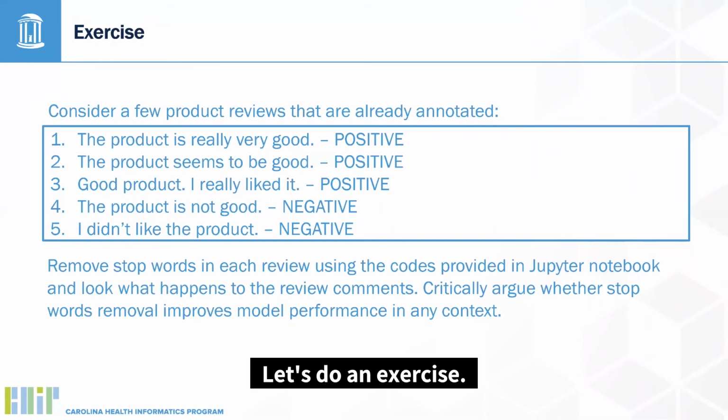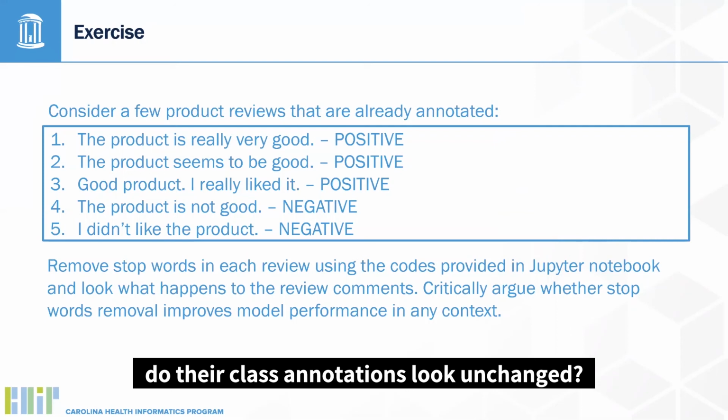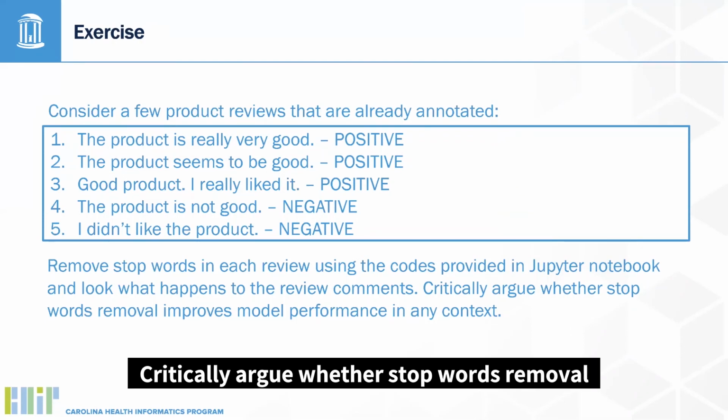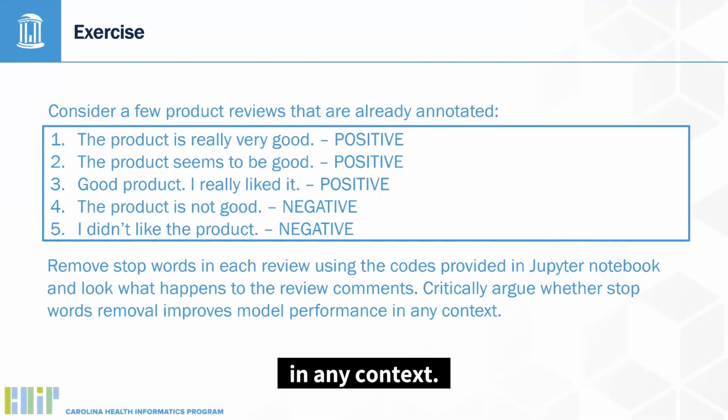Let's do an exercise. Consider the following reviews that are already annotated for you. The first 3 reviews are positive and the last 2 reviews are negative. But after we remove stopwords, do their class annotations look unchanged? Remove stopwords using the code provided in the Jupyter Notebook and see how each review looks after stopwords are removed. Critically argue whether stopwords removal can improve the performance of sentiment analysis in any context. Go to the Jupyter Notebook and do the exercise.